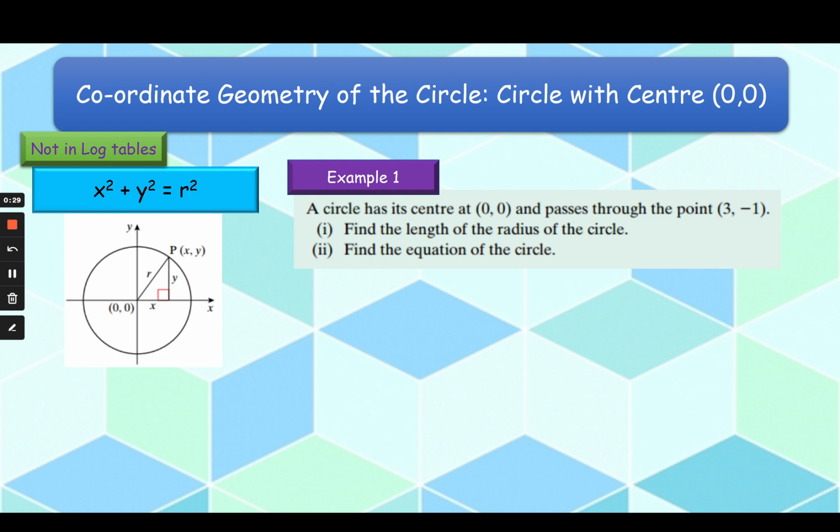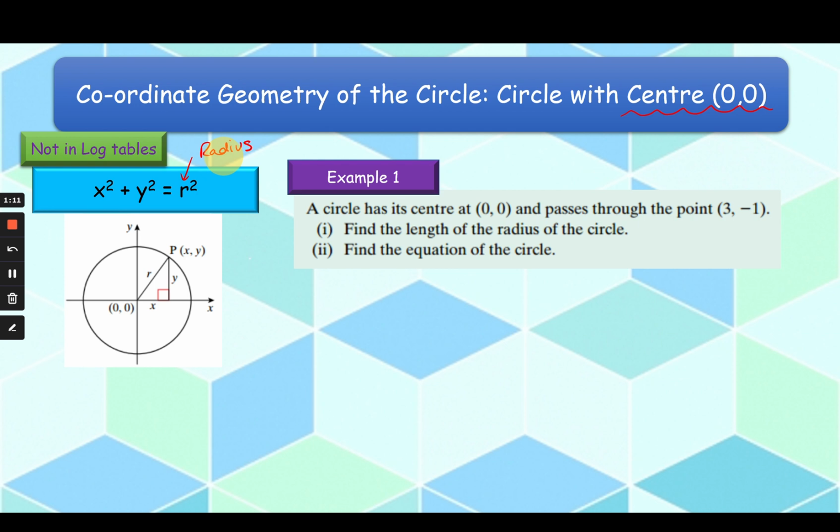The first one we're going to look at today is a circle with the center 0, 0. When we look at a circle with the center 0, 0, it's very important that we know this formula: x squared plus y squared is equal to r squared, where r is our radius. A reminder that the radius of a circle is the distance from the center to the edge of the circle, as you can see here from the line r. The formula x squared plus y squared equals r squared is not in our log tables, but you may want to add it in on page 19 so that you have it for future reference.